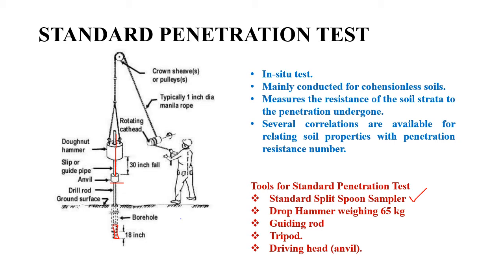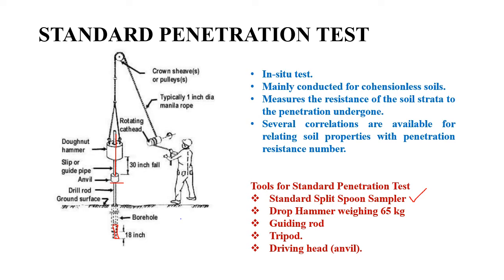Now samplers are devices which are used to collect the soil samples from various depths. There are various types of samplers which are used, but in standard penetration test what we use is the standard split spoon sampler. So the basic arrangement of the apparatus is that this anvil plus guide pipe will be one system. To that anvil with guide pipe, your drill rod will be attached by means of coupling. And at the bottom of the drill rod, your soil sampler, in this case the standard split spoon sampler, will be attached.